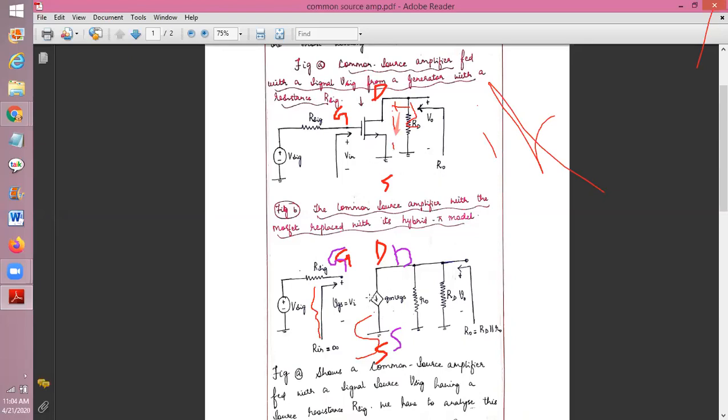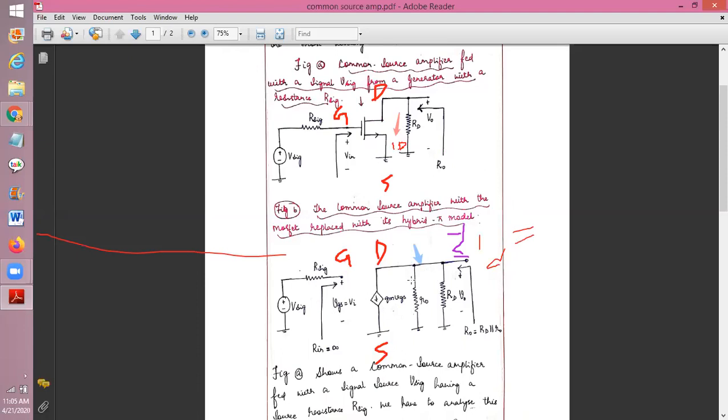I have shown it as a dependent source. Very, very important. Why I have shown it as a dependent source means the drain current ID is dependent on this VGS. So please write at one corner, ID is equal to GM into VGS. Always write it: ID is equal to GM into VGS. So the drain current that is flowing is given by GM into VGS.